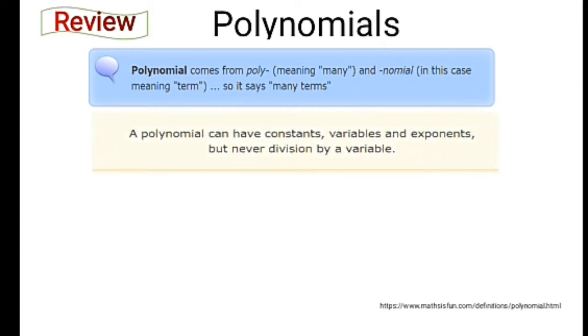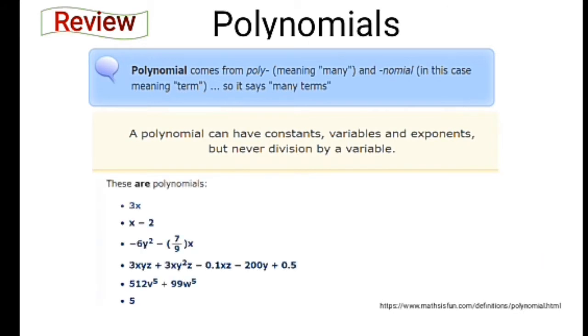A polynomial can have constants, variables, and exponents, but never division by a variable. These are examples of polynomials. We have 3x. The variable there is x, and the numerical coefficient is 3. We have x minus 2. The variable is x, and the constant is negative 2. Then we have negative 6y squared minus 7 over 9x. We have two variables, y and x. The exponent of y is 2, and the exponent of x is 1.